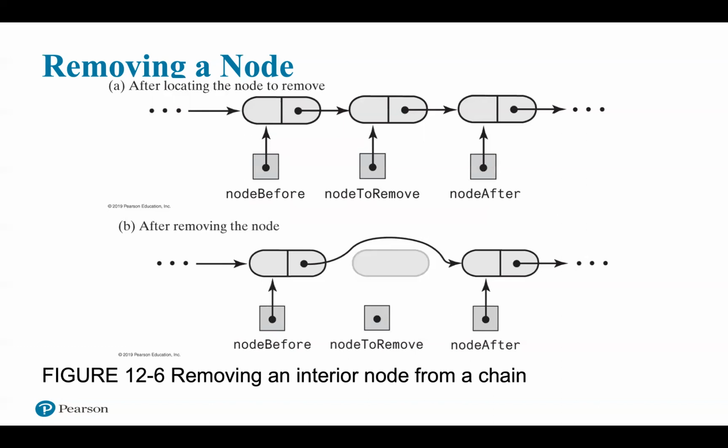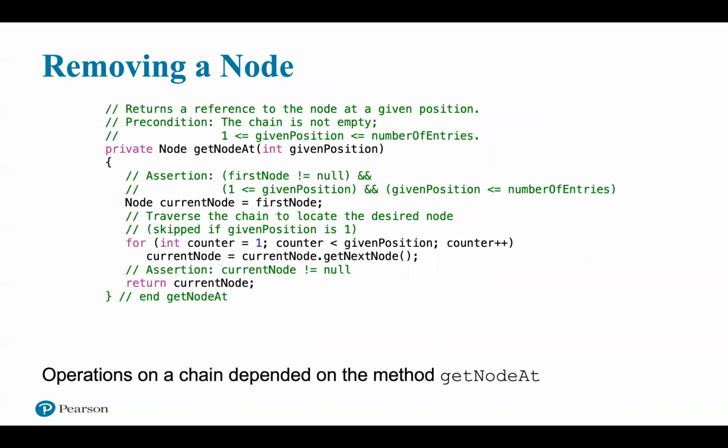Figure 12.6a illustrates the chain after the first three statements execute, and figure 12.6b shows it after the node is removed. So here is the code for the private method getNodeAt. The previous operation on a chain depends on the method getNodeAt, which returns a reference to the node at a given position within the chain. Recall that we've already talked about the specification for this method.